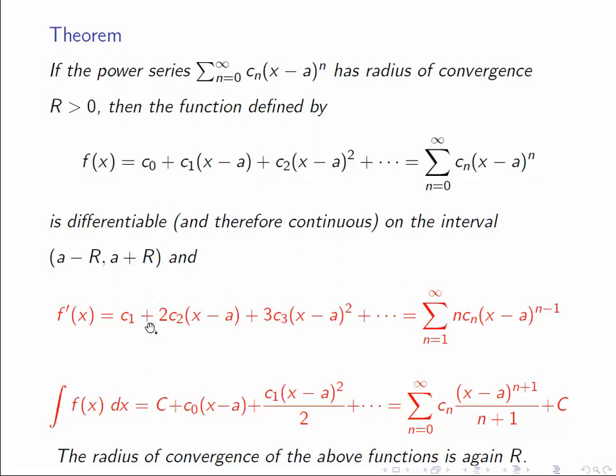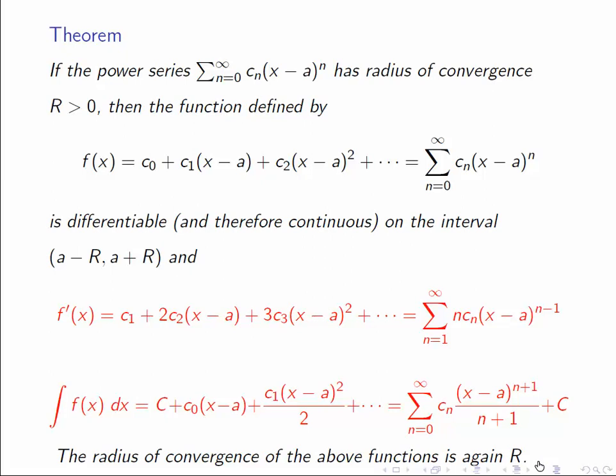The derivative and integral are exactly what we would expect if we were differentiating or integrating a finite polynomial. So essentially, we just integrate and differentiate each term individually and take the sum of that new series. So the derivative of f of x is the sum of n times c_n times (x minus a) to the n minus 1, and the integral is the sum of c_n times (x minus a) to the n plus 1 divided by n plus 1, plus, as always, an arbitrary constant.